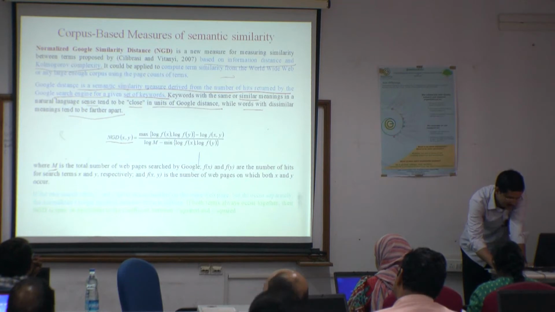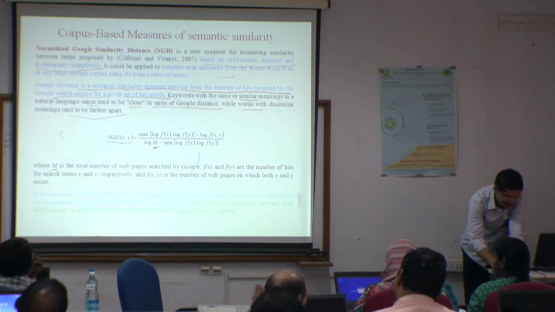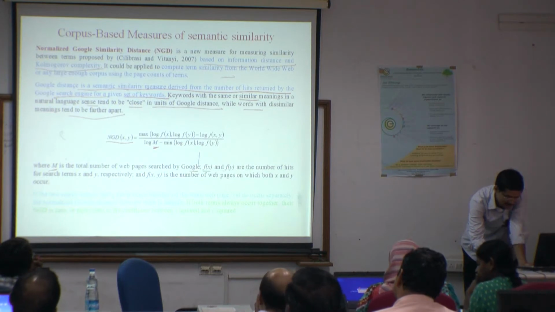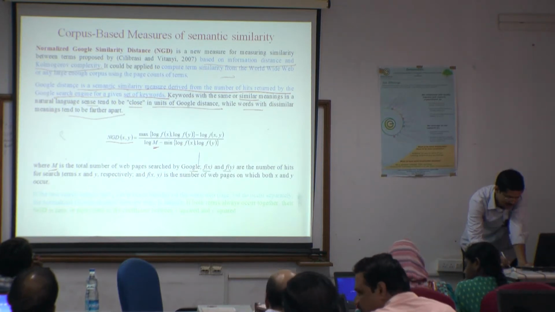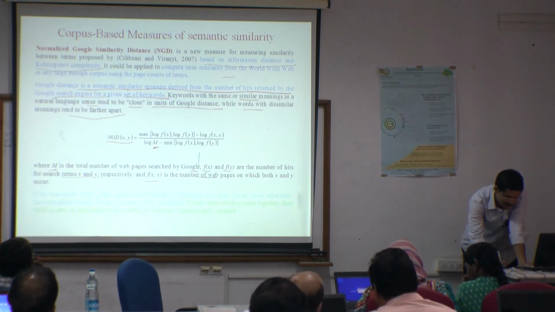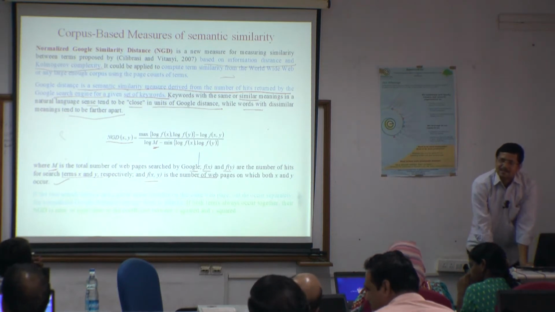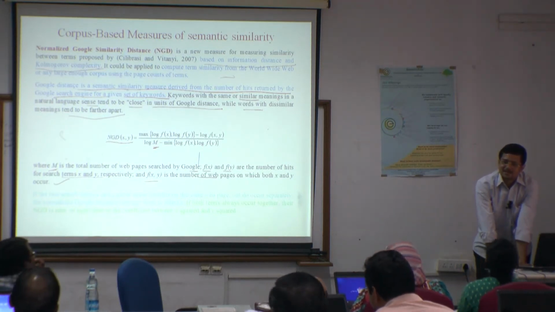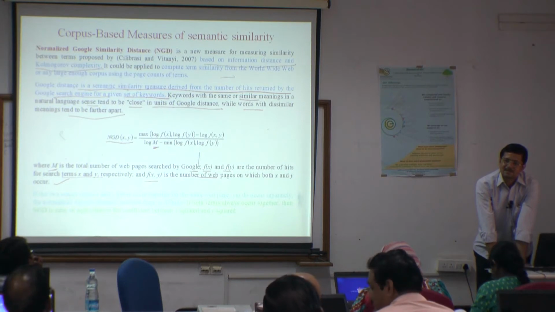Here M is the total number of web pages searched by Google. fx and fy are the number of hits for search terms x and y respectively, and fxy is the number of web pages in which both x and y occur. So the entire calculation is a feedback type of calculation, a user feedback type of calculation.